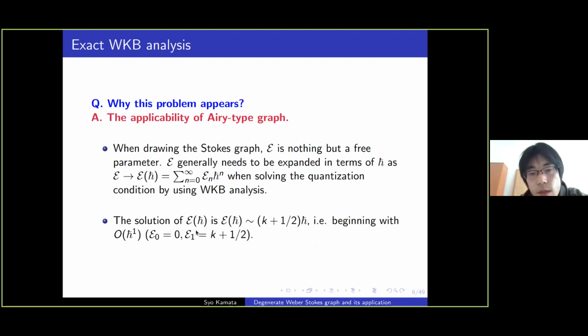So immediately we can see that this E is starting with H bar. So this is basically just the Hammond postulator, but even in this case, this is starting with H bar. So H0 equals 0, and H1 here, H1 is K plus 1 over 2.